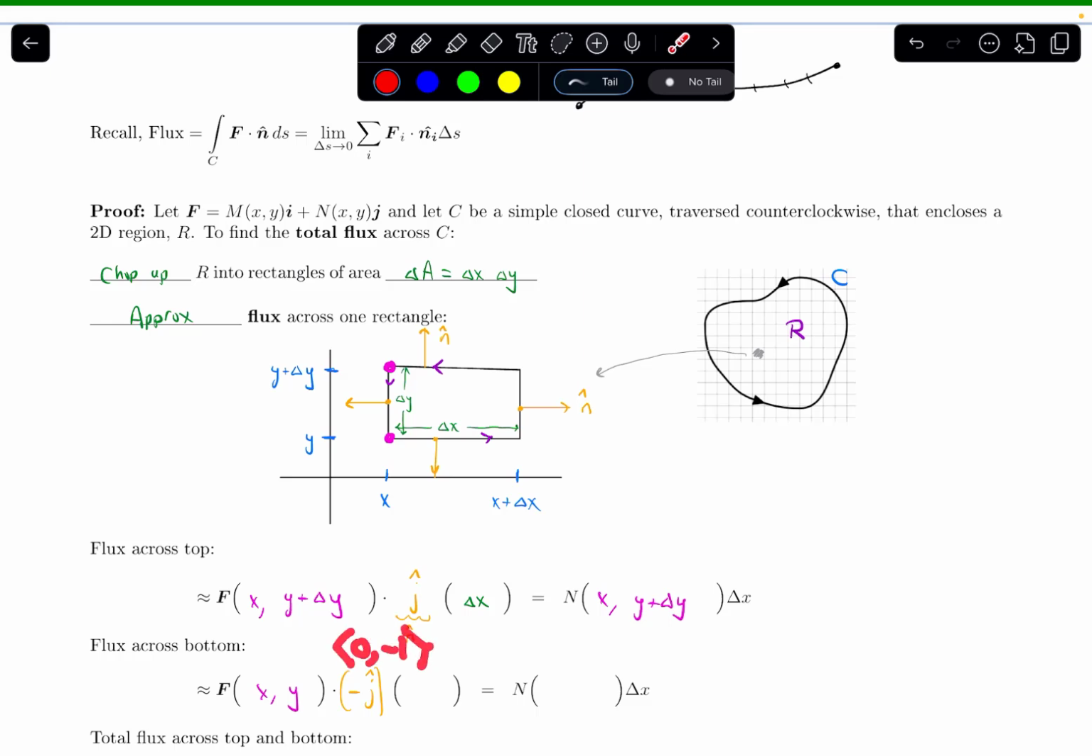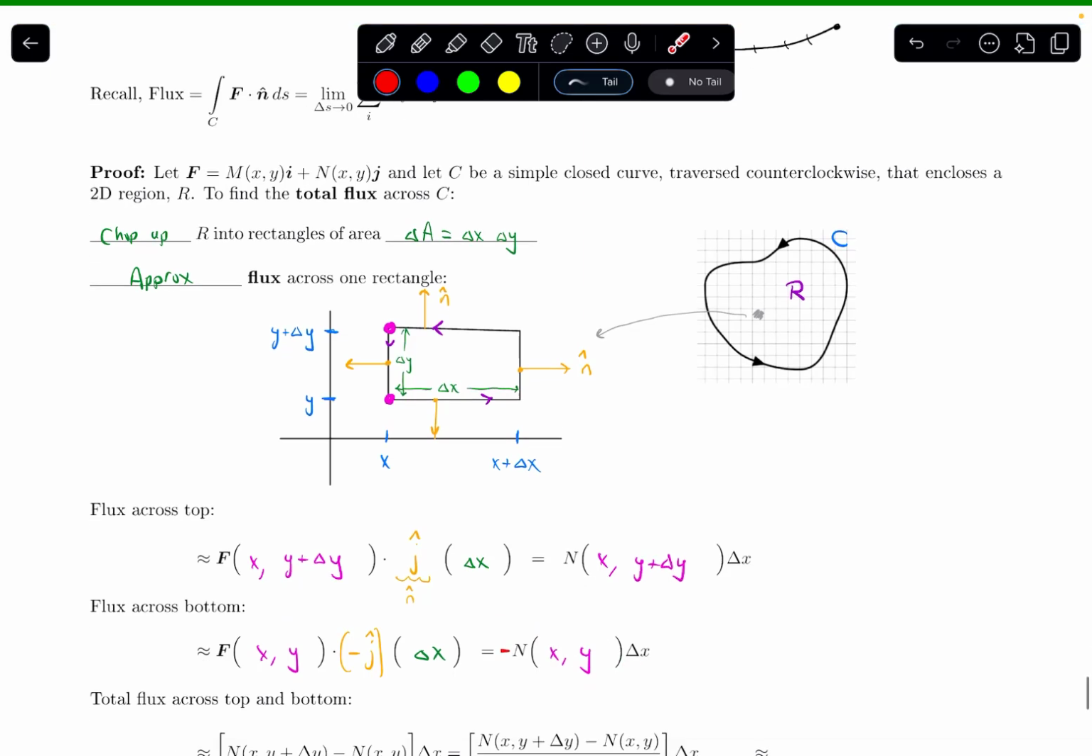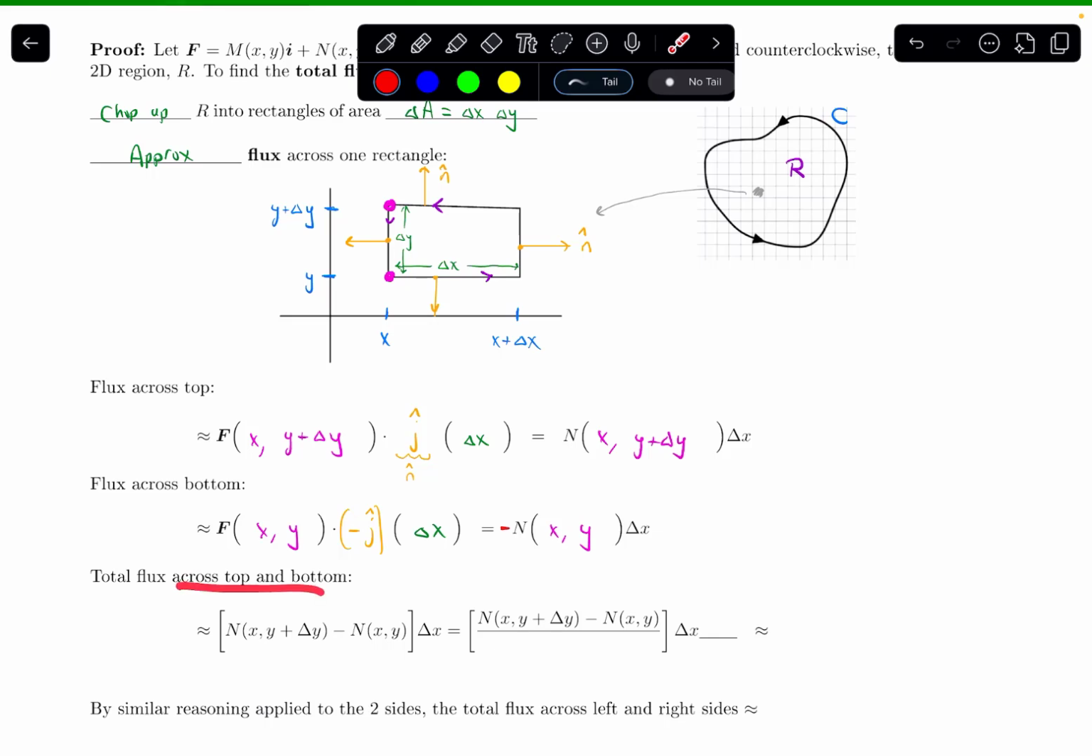I have to dot product that with my vector field. So when I dot product 0 comma negative 1 with my vector field, 0 is going to multiply this m portion, that'll go away. Negative 1 will multiply this n part. So that'll give me negative n, and then I plug in x comma y. Oh, and I forgot to write the length of that curve. The length of this bottom is also delta x. So doing the dot product, I have this, and that delta x is still there.